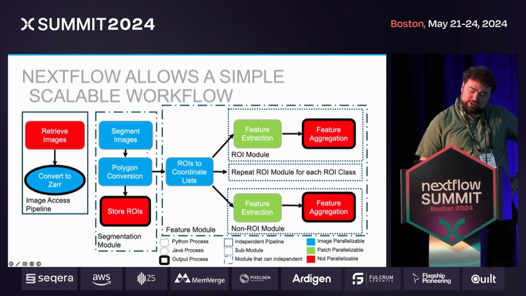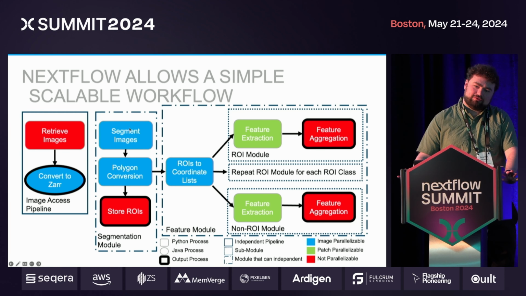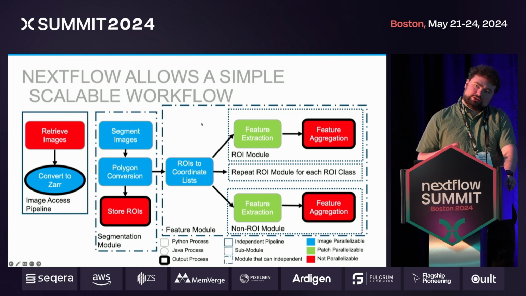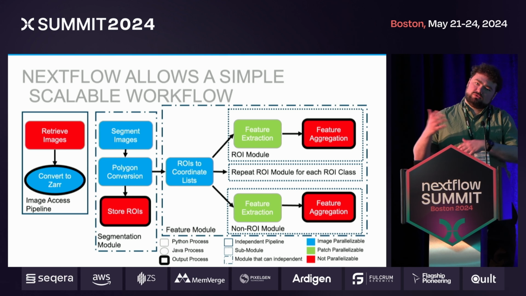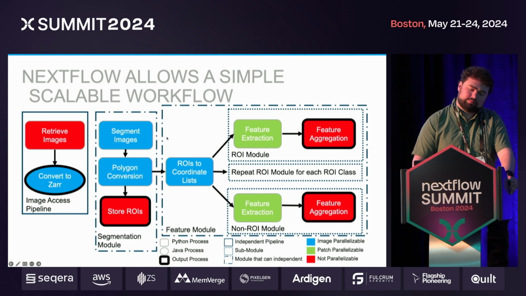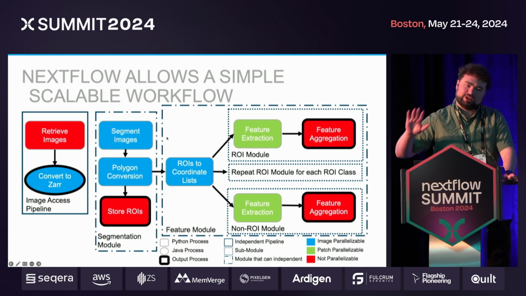We can operate on some things at the image level. So we do our segmentation at that level. We farm out each image to a separate process. And then once we actually have the ROIs, we can speed things up by taking like 20, 30 ROIs at a time and feeding each of those to an individual process. The ZARs allow for parallel reading of the files, so we don't have to worry about any of that.